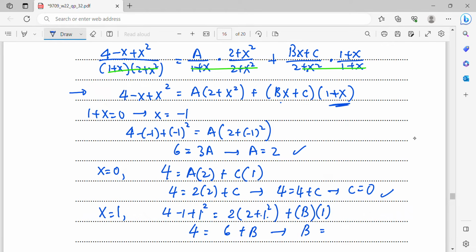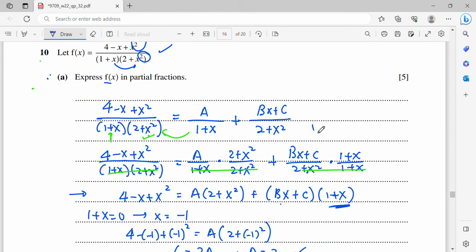Okay, there is a mistake here when I replace. When I replace my x by 1, so 1 plus 1 is going to be 2. This is 2b. Right? So here is going to be 2b. It's not 1b. So my 2b is 4 minus 6. Therefore, 2b is minus 2. Hence, my b is minus 1. So once we have found the three unknowns, a, b, c, just need to rewrite. And we'll be getting the partial fractions.